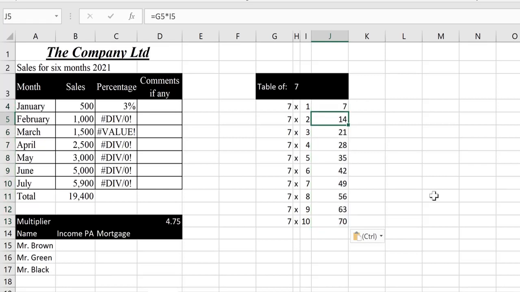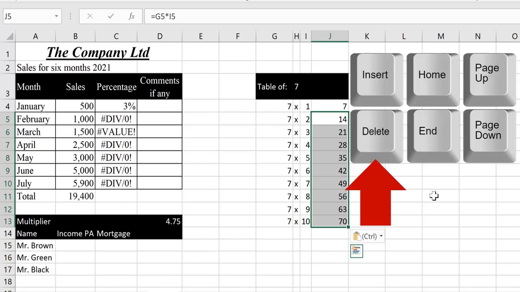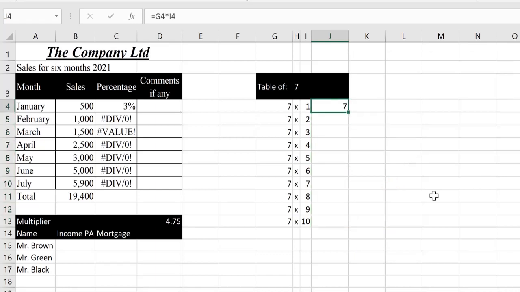So in order to demonstrate copy and paste, I'm going to select these 9 entries, or 9 multiplications in the table of 7, and then press the delete key on the keyboard to erase them. Now move on to the first multiplication. That means 7 times 1 is equal to 7, and we want to copy this formula to the remaining 9 cells of table 7. So select this, I mean 7 times 1, which is G4 times I4.